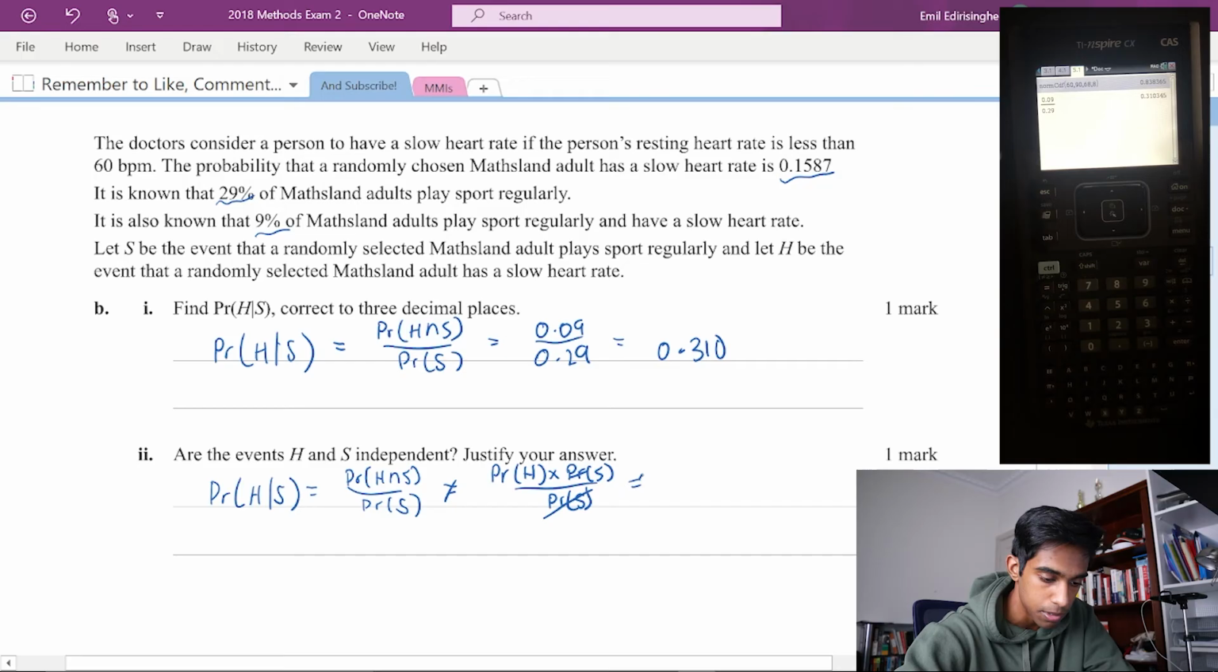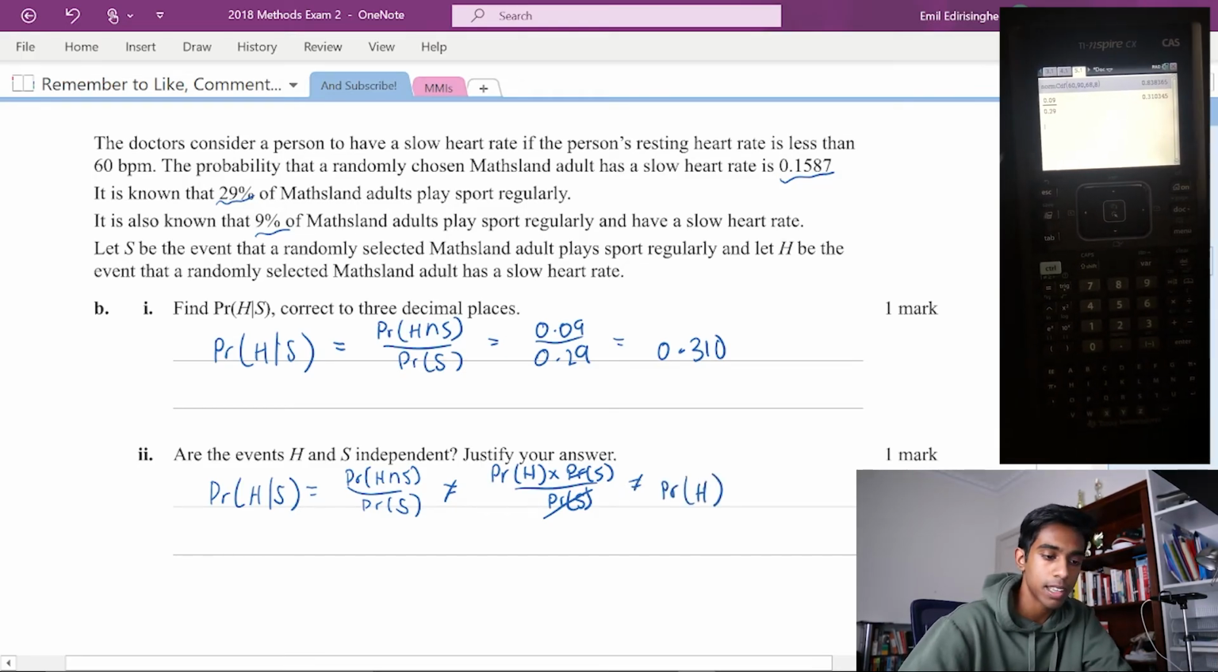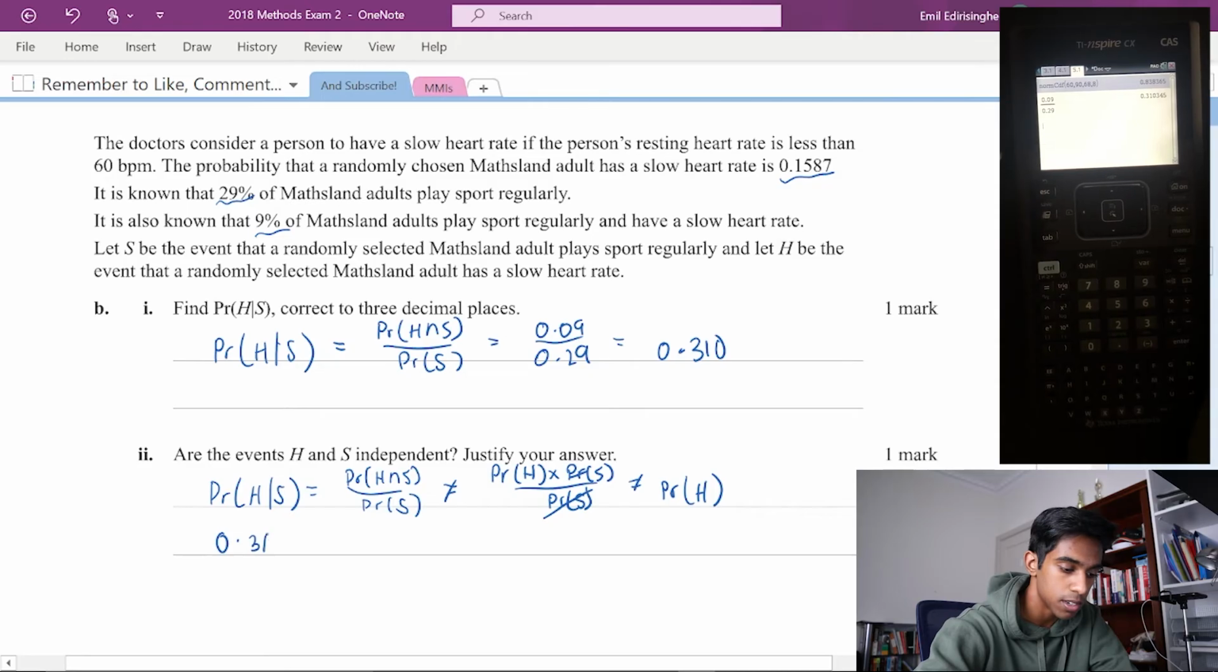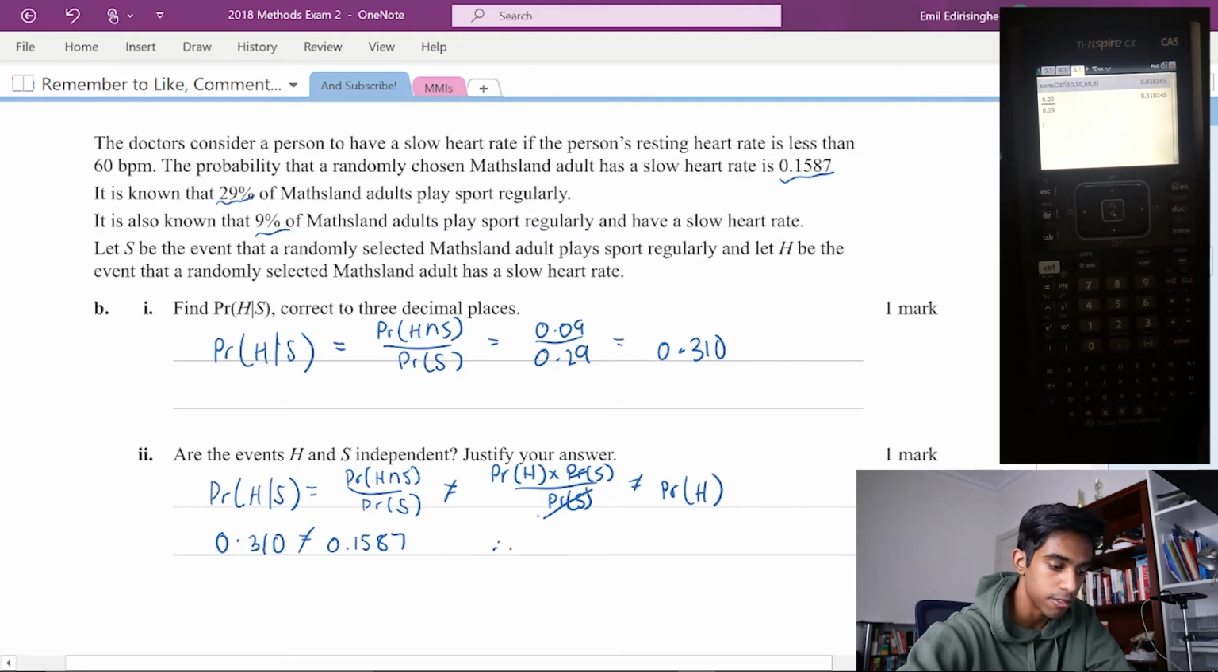So this is not equal to the probability of H, because the probability that they have a slow heart rate is 0.1587. So we do not get that, because this is not equal to 0.1587, and therefore they are not independent.